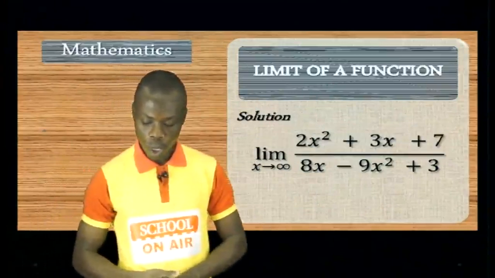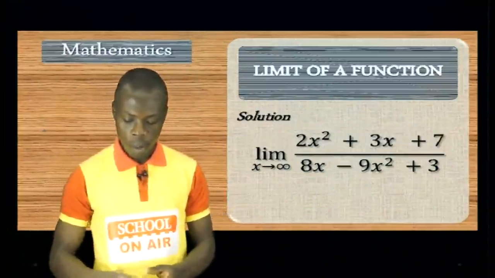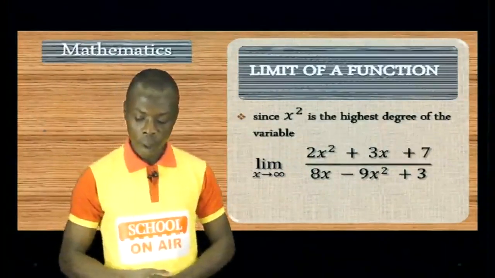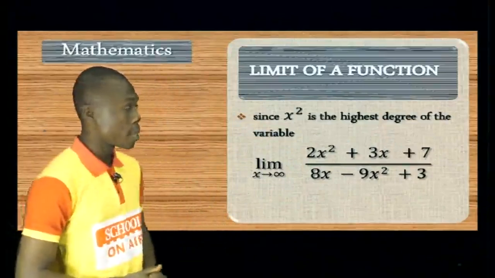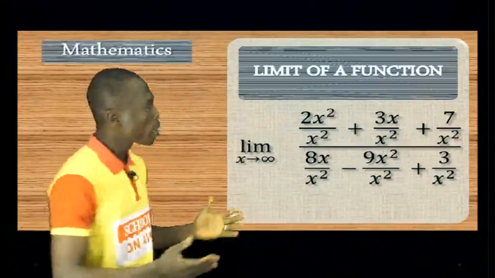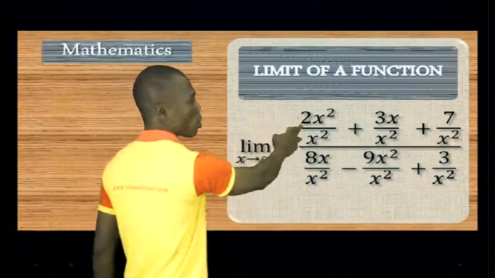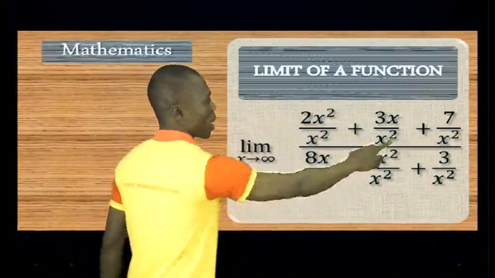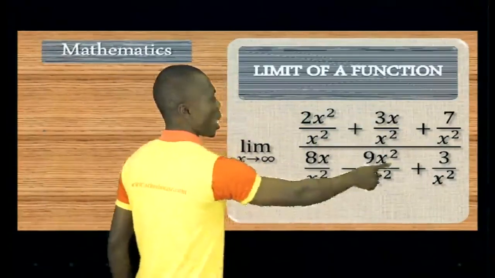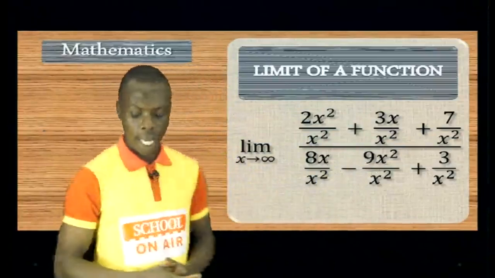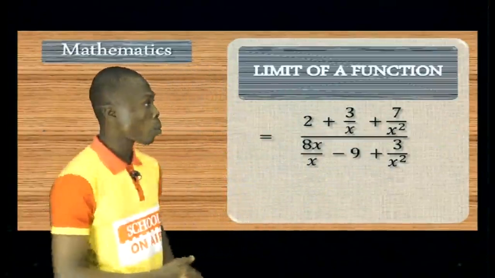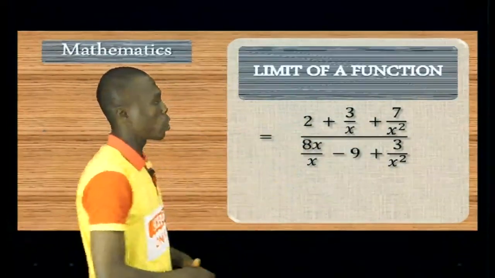So what we do straight away is to divide, that's the solution. We have the same function repeated there, and then we divide by the highest power of x, which in this case is x squared. So this is what we get. We divide all of them by x squared. This goes down to 2. This goes down to 3 over x. That remains 7 over x squared. This goes down to 8 over x. This goes down to minus 9. And that leaves us with 3 over x squared. After division, we get that.